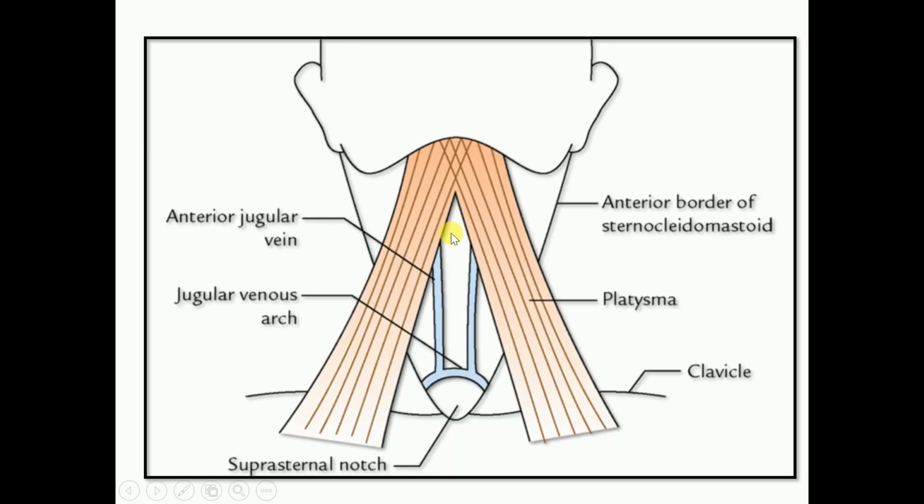Now, the action of the platysma muscle. Here it can be seen that the anterior fibers are decussating just below the symphysis menti. Here, on both sides, this platysma muscle is a subcutaneous sheet of muscle.